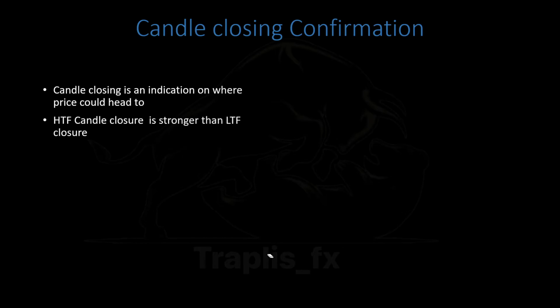Like we said, higher time frames are stronger than lower time frames. So a candle closure on a higher time frame is way stronger than a closure on a lower time frame. For example, a 5-minute close is not going to mean that the candle is going to go bearish if the 5-minute close is bearish. If the 30-minute close is bearish, then yes, there's a possibility that the 1 hour will close bearish. So the lower the time frame, the weaker it is.